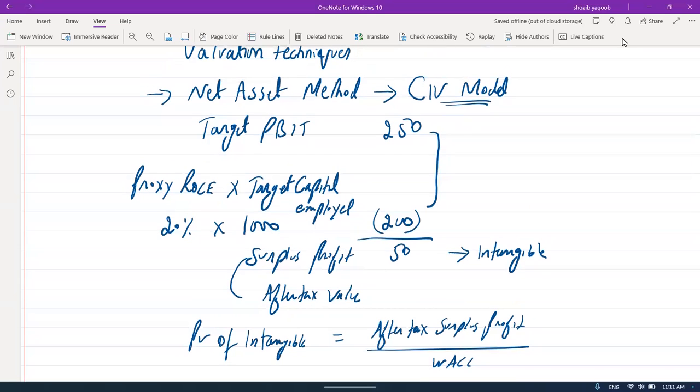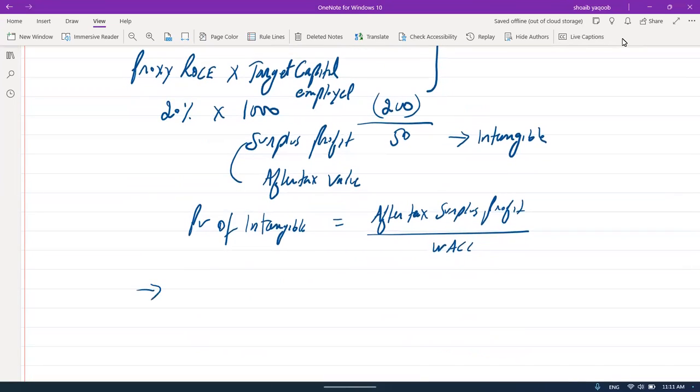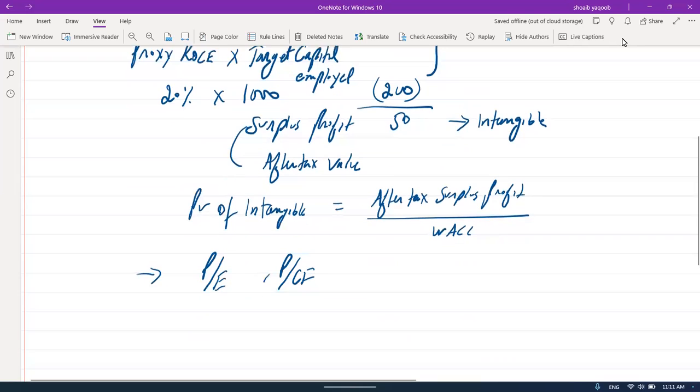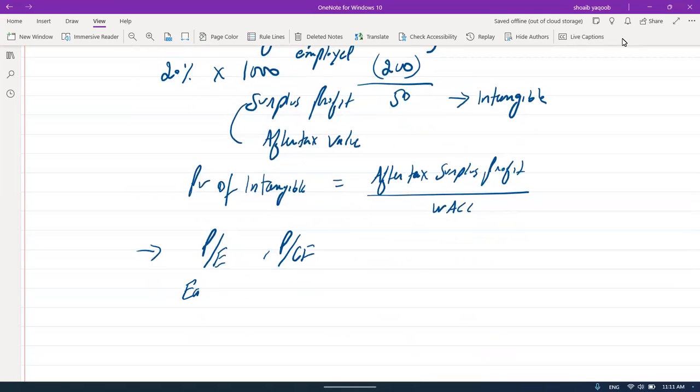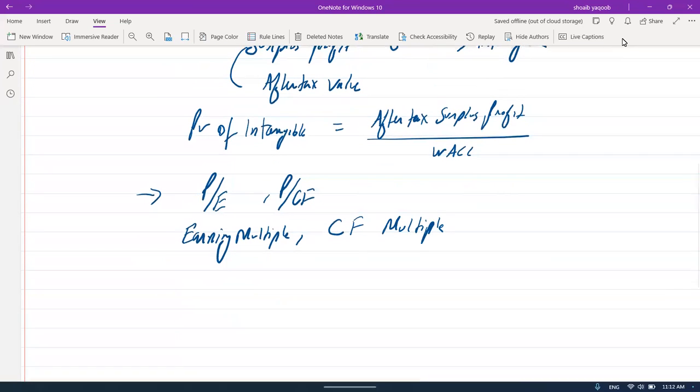You should also learn the pros and cons of the net asset method. Then the P/E ratio method and the price to cash flow ratio method. These two methods have already been tested in the exam. The P/E ratio method is called the earning multiple, and price to cash flow is the cash flow multiple. This can also be tested in the exam. Then the next method is the dividend valuation model. And next is free cash flow to equity and free cash flow to firm.